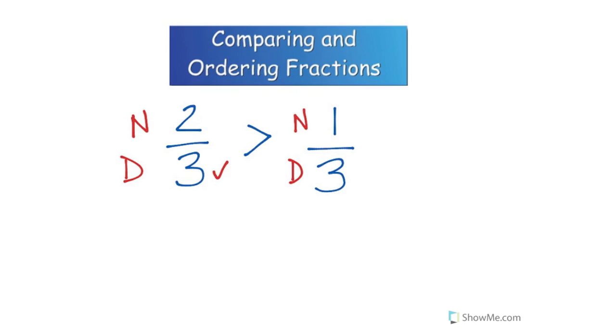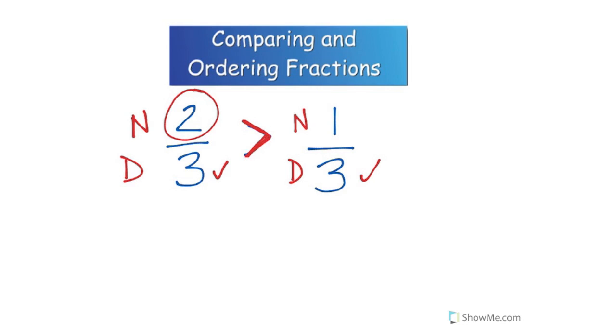Now, if the denominators are the same, that's excellent. That's super. We want to leave them the same. Being that the denominators are the same, the only thing we're looking at is our numerators. So in this case, 2 is greater than 1. Therefore, 2/3 is greater than 1/3.